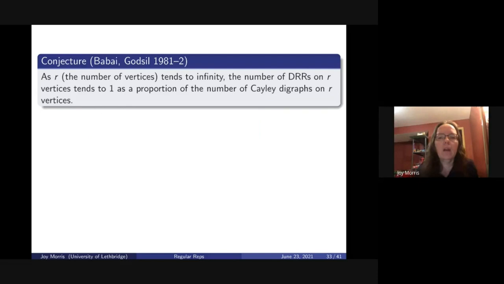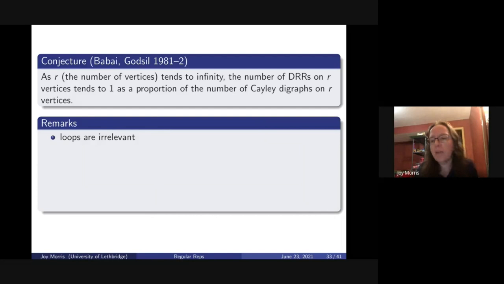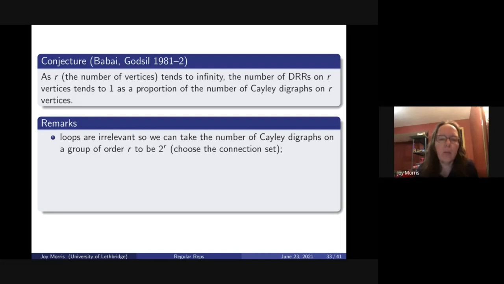So this is their conjecture, and a couple of remarks. Whether or not we allow the identity to be in the connection set is irrelevant. We can have a loop at every vertex, and that doesn't affect the automorphism group. So we can allow that or not allow that, it doesn't matter. This means that we can take the number of Cayley digraphs on a group of order R to be 2 to the R, because we can choose any subset of our group to be the connection set. We're looking at a digraph rather than a graph, so we don't need it to be closed under inversion. We just choose any subset to be our connection set, and there are 2 to the R choices that we can make.